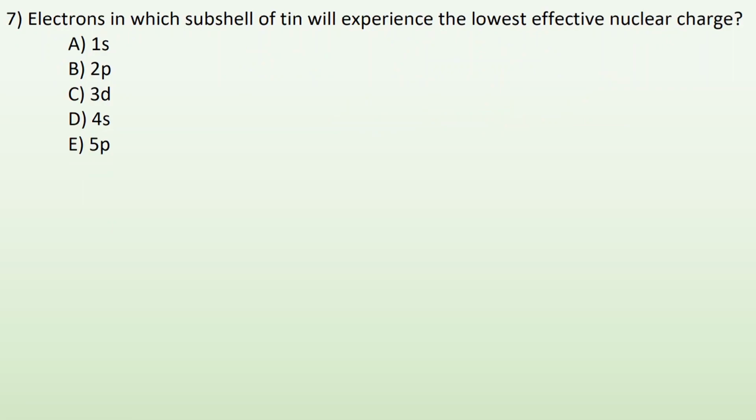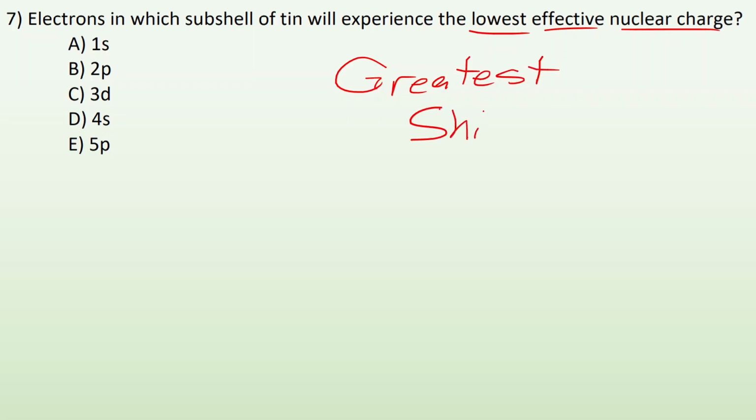All right, 7. Electrons in which subshell of tin will experience the lowest effective nuclear charge? So this is talking about the greatest amount of shielding. So which one of these is the furthest away? Which one has the most electrons in the way? Let's see, 1s is the closest, so I know it's definitely not going to be that. All right, 2p. Well, 3d is further away than 2p. 4s is going to be further. Oh, look at this, 5p. The furthest away option is 5p. Highest energy level, p sublevel.